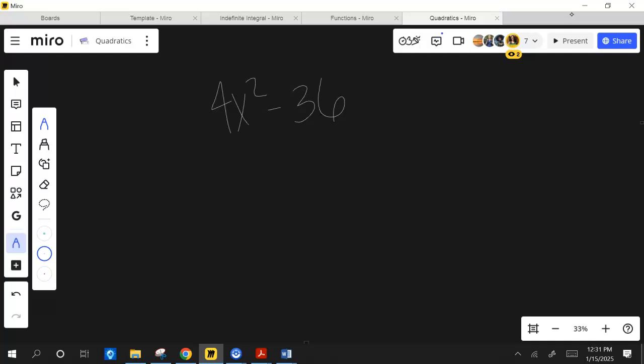We took a GCF out first, and what was the GCF? 4. And what did it leave me? Now, we went through and factored this one yesterday, right? When we factored it, it had to multiply to negative 9x squared, but it had to add to what? 0. What did we get when we factored it? We got 3 and negative 3. We got x minus 3, x plus 3.